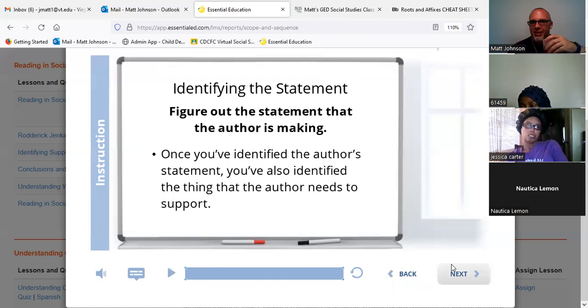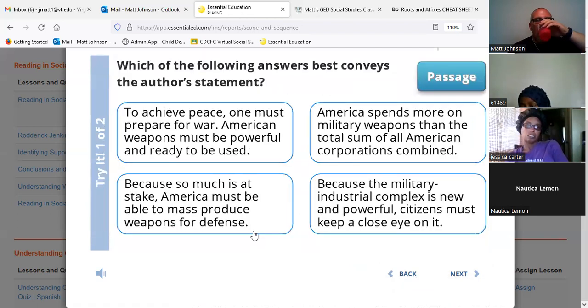Oh, that's in that one. Let's see what else he's got. Which of the following answers best conveys the author's statement? Okay, so we're going to have a short passage again. I'm going to read it. And we'll have two little short questions here. Once we're finished with that, it opens up to what the actual quiz will be.